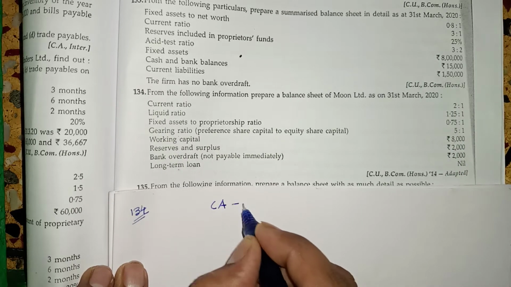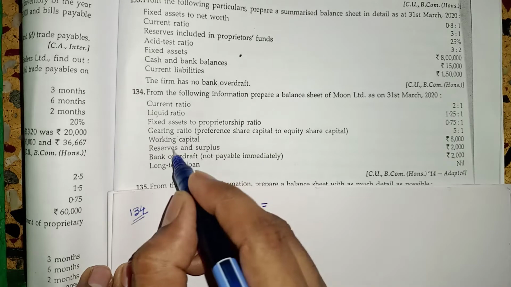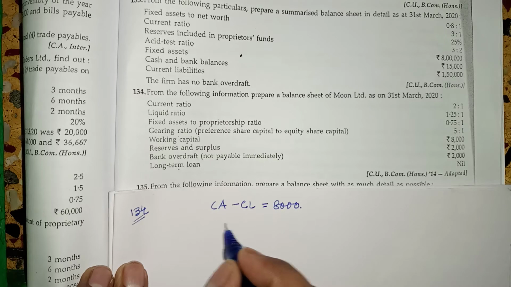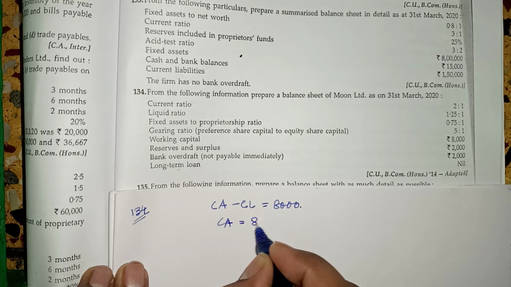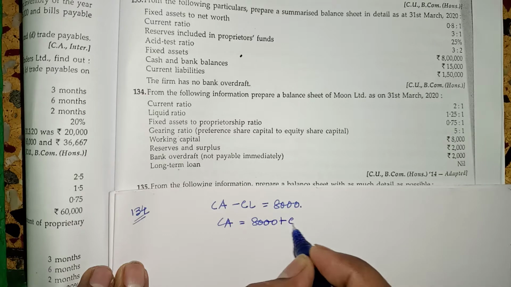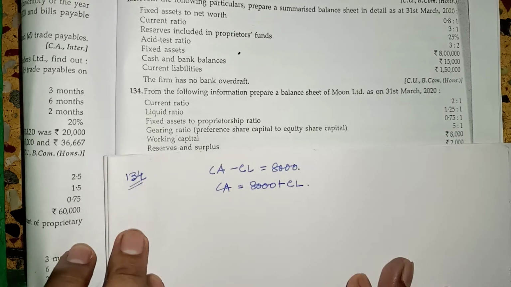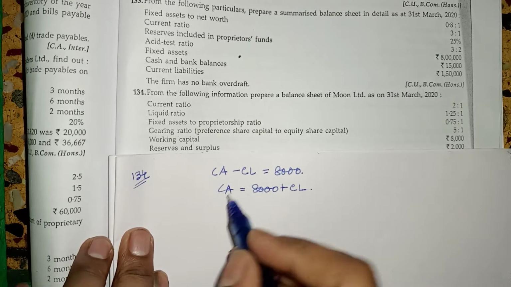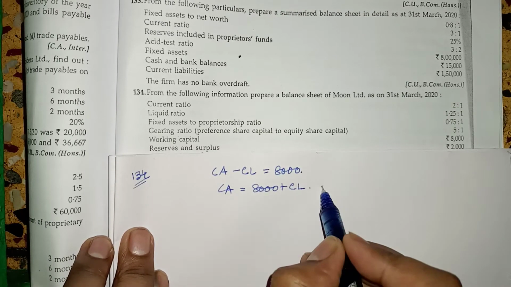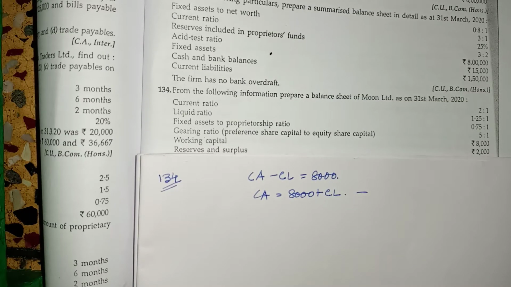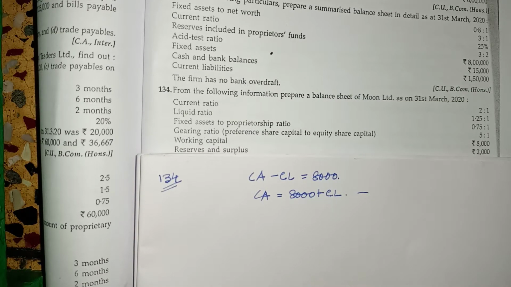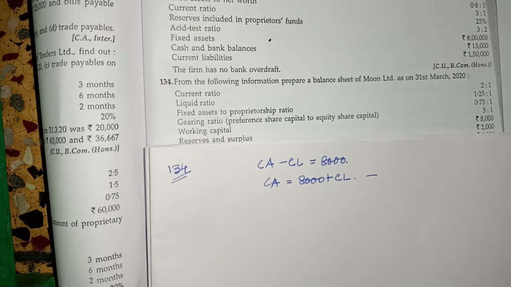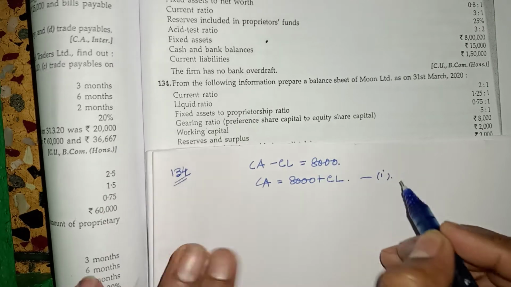So current assets minus current liabilities, we can write as 8000, or we can say that current assets is equal to 8000 plus CL. So this is equation 1.